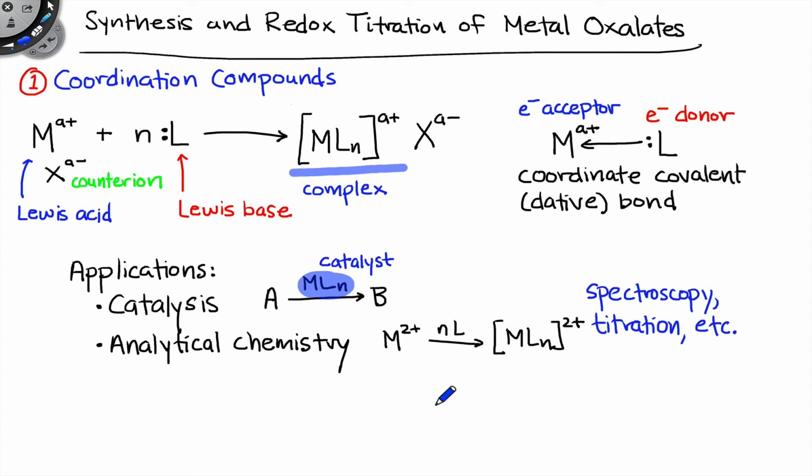So say, for example, the complex absorbs light at a very specific wavelength. If I know that, and I know, for example, what the molar absorption coefficient is, I can determine the concentration of that complex in my sample and the concentration of the metal cation by working backwards from there.